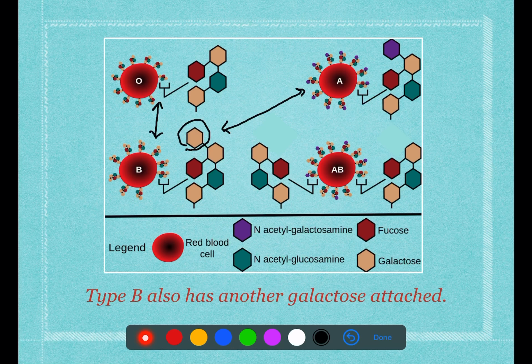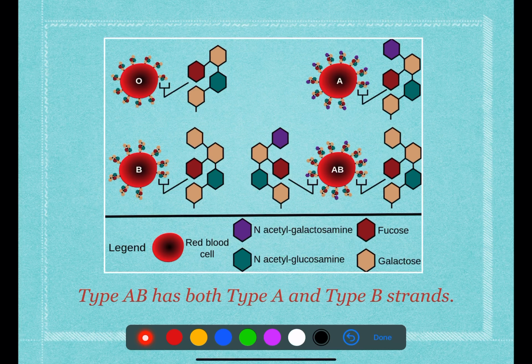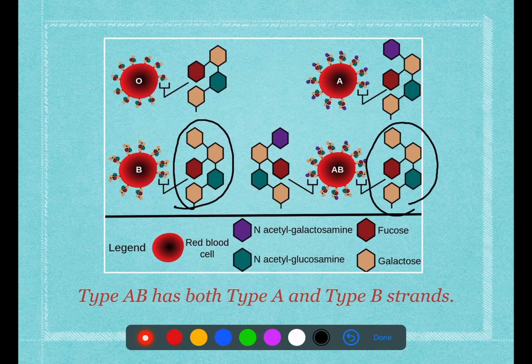Type AB, as you might imagine, has a combination of A and B. So here's the B carbohydrates, and we see that that's one of the things attached to AB. And then here are the carbohydrates that we see with A, and there it is attached to AB. So AB is like a combination of both A and B.